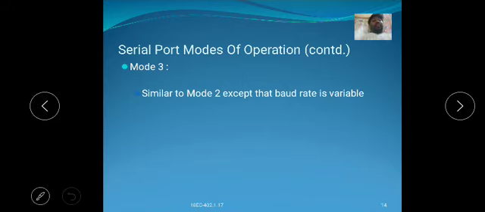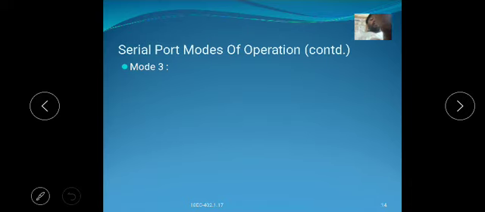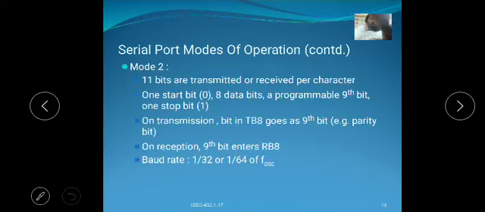Next one is mode 3. Similar to mode 2, except the baud rate is variable. That means you have to once again read the baud rate of mode 2. Mode 2 and mode 3 are the same, only the baud rate is variable in mode 3.